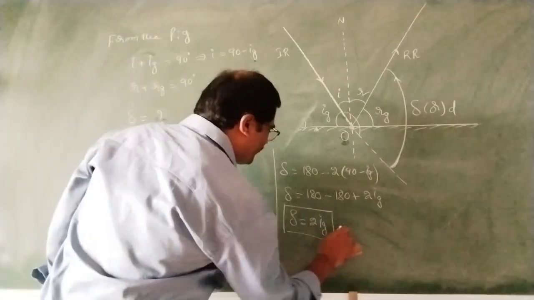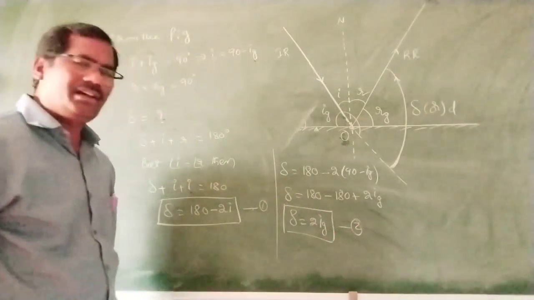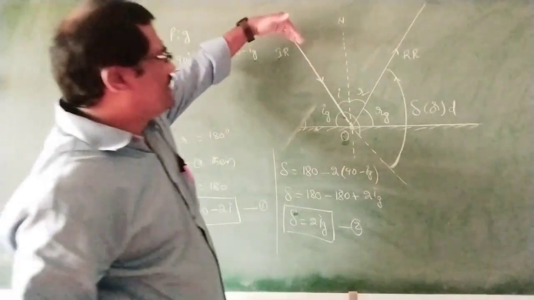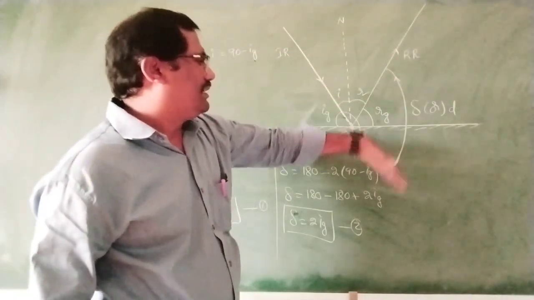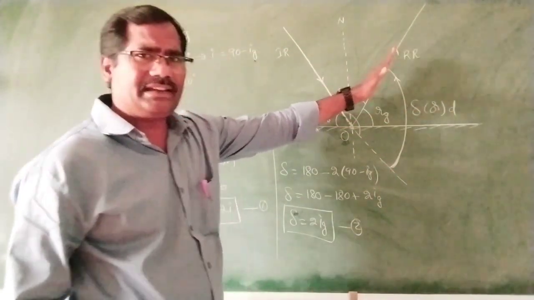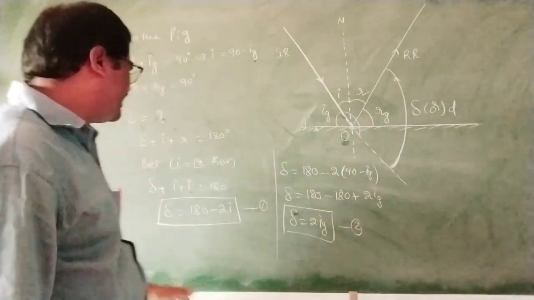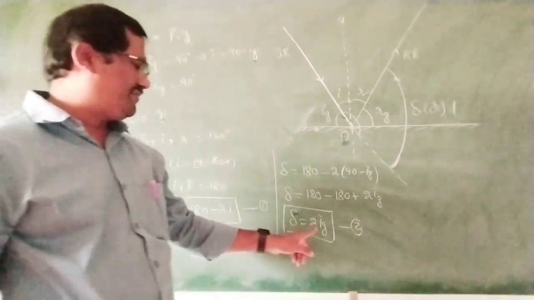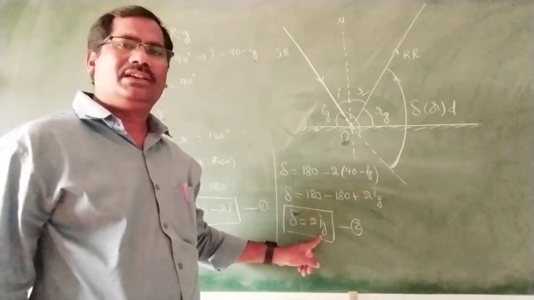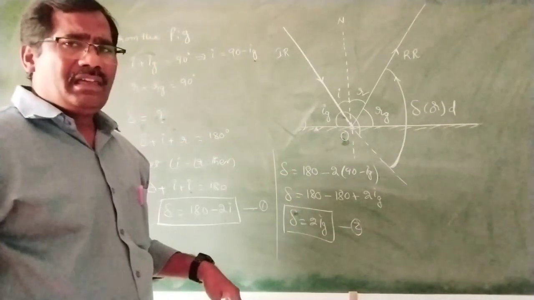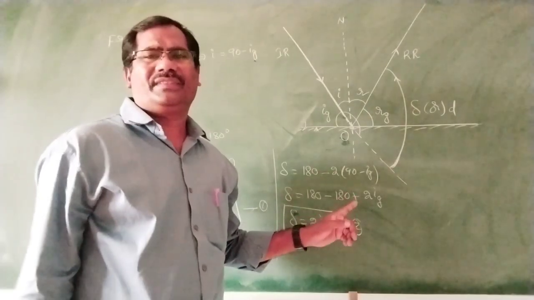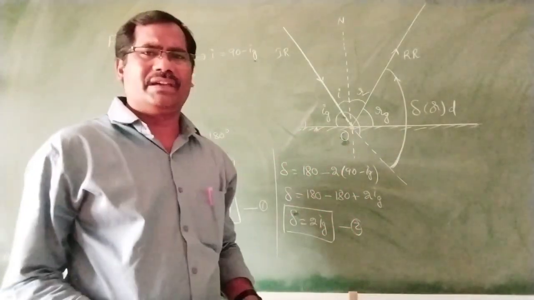This is also another formula for the angle of deviation. This is the original path, they reflect in this side. This is the angle of deviation: in terms of I, 180 minus 2I, and in terms of Ig, 2Ig. This is the angle of deviation for the plane mirror.